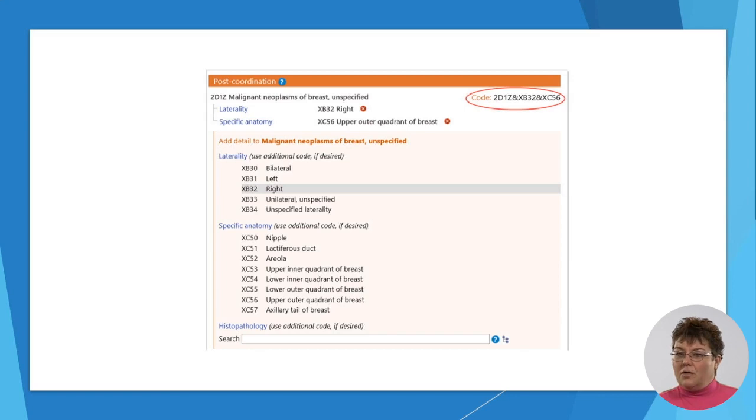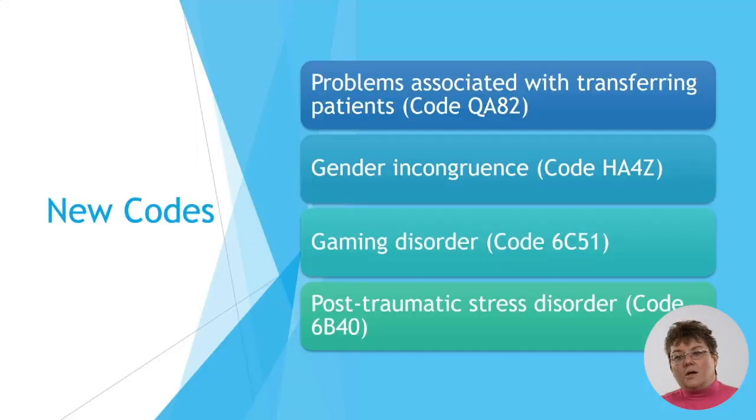Now, if you did not know which breast it was and it wasn't in the medical record, then you can't say right or left. You are going to have to go with an unspecified code because you don't know. And we never say anything that we don't know for sure. If it did not say upper or lower quadrant of the breast, then you'd have to leave that part out as well. You might only be able to go with that first part of the code because that's all you have for information. And the big thing about medical billing is, if it's not documented, it didn't happen.